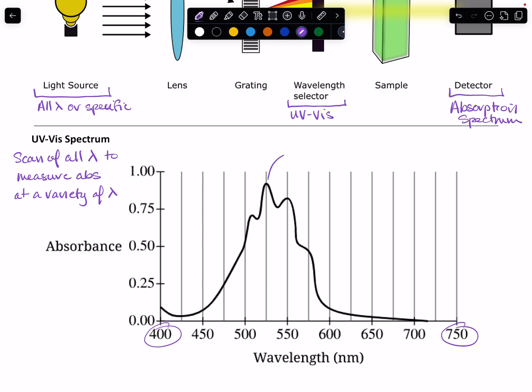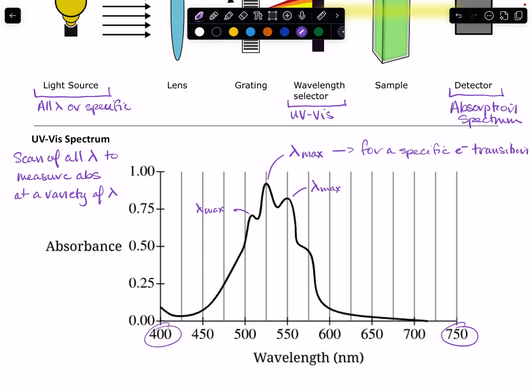All right, we call these peaks lambda max values, and they are for a specific electron transition. All right. You can see this max. There's a second one here. There's one here. All right. And each one of those is going to be for a specific movement of an electron between energy levels.